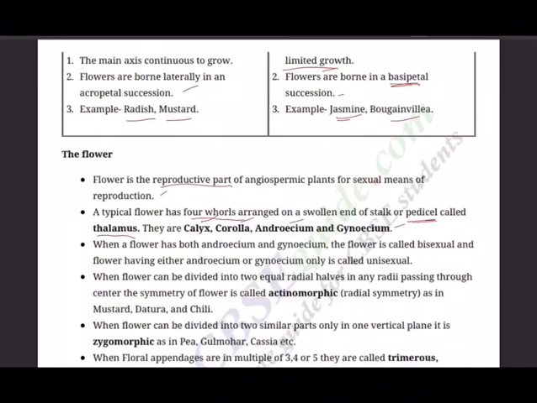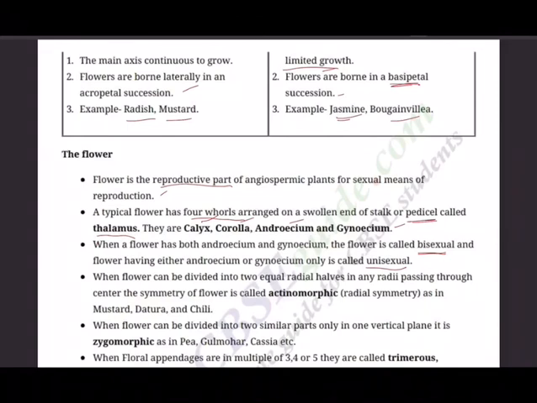When a flower has both androecium and gynoecium, the flower is called bisexual. Bi means 2. Both the sexes are present. Androecium male sex, gynoecium female sex. And a flower having either androecium, if androecium is there, then male flower. If the gynoecium is there, female flower. Then we say unisexual. Uni means one sex only is present.